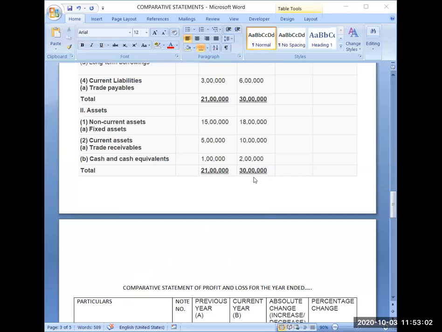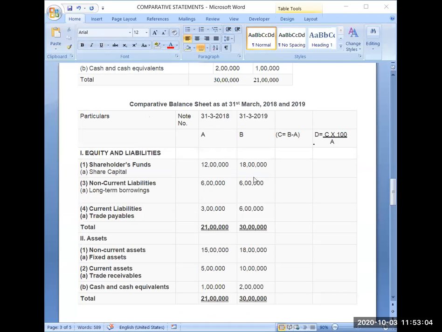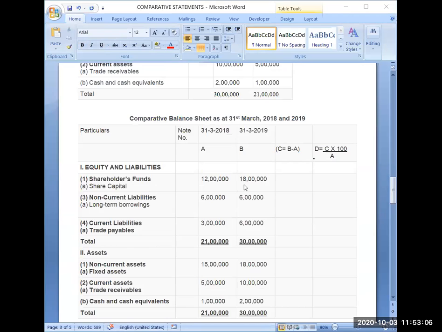Now coming to the main part which you have to complete on your own. What is the formula given here? So here you will be writing absolute change. The formula is B minus A. The column B is this and column A is this. So first try to calculate the difference. It is the much easier part of this calculation. But remember, the formula is B minus A. It can be negative also, it can be positive also.